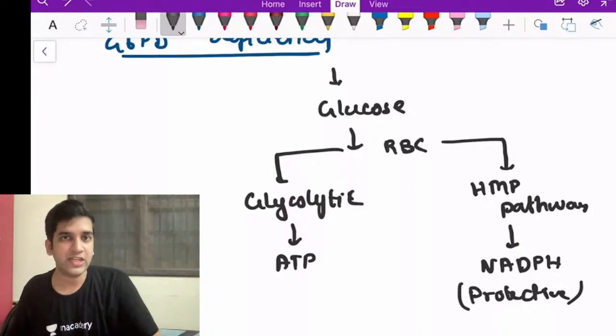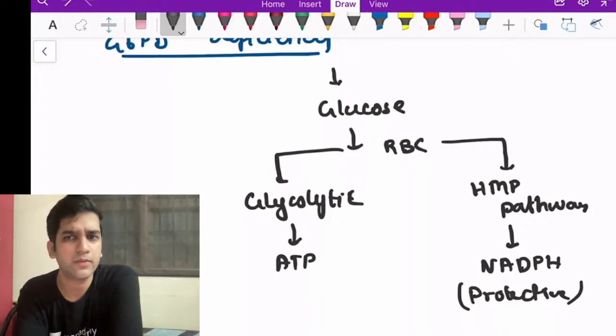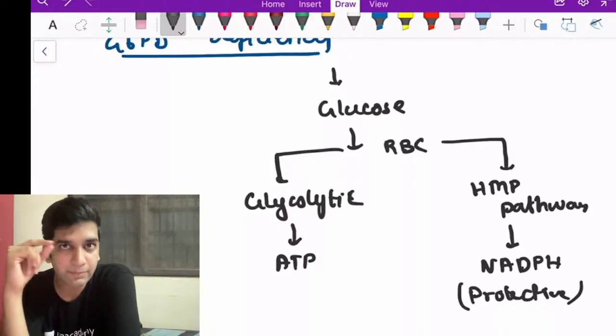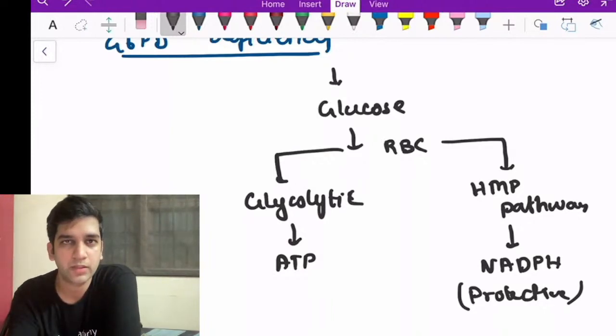Why this protection is very important for me is, are RBCs nucleated or anucleated? It's a very simple question. It is an anucleated cell, right? If it's an anucleated cell, can my RBC synthesize new enzymes? It cannot synthesize new enzymes, right? It will not be able to synthesize new enzymes.